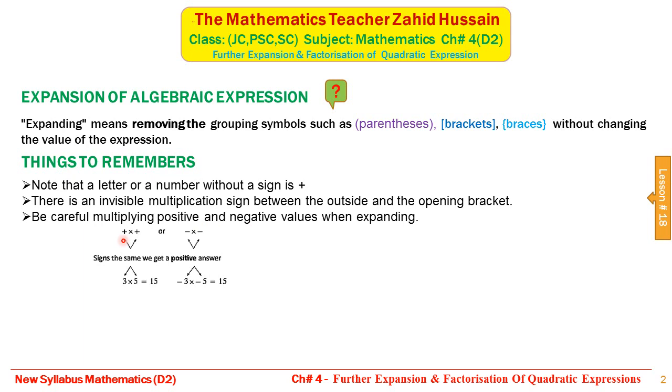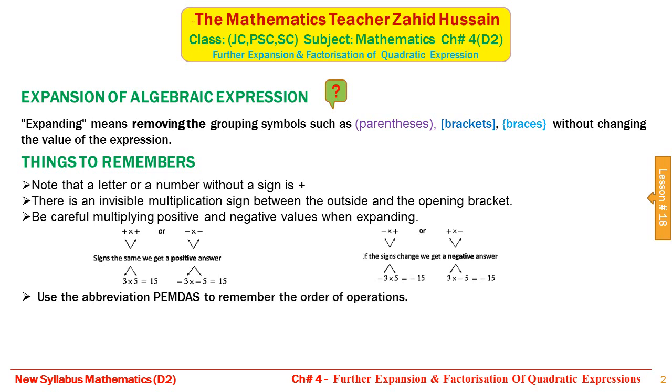You have to be careful while multiplying both numbers with positive signs. The answer will always be positive. Multiplying two numbers with the negative signs, the answer will be positive. That is, multiplying two numbers of same signs gives a positive answer, and multiplying two numbers of different signs, one negative one positive or one positive one negative, will give you negative sign. Use the abbreviation PMDAS to remember the order of operations.